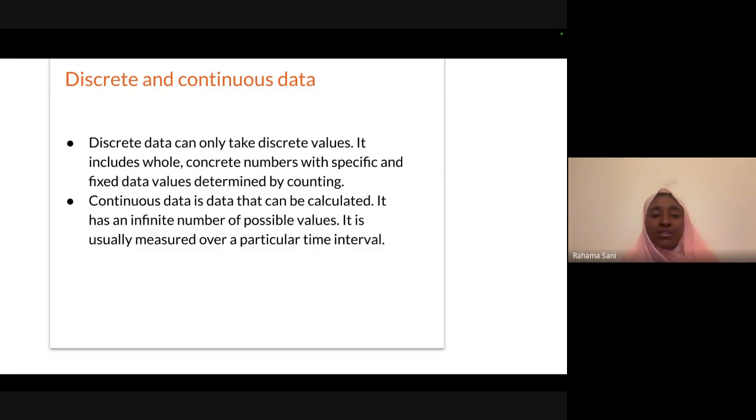And then we have discrete and continuous data. Discrete data takes only discrete values. Age, for example, is an example of discrete data, because you can only be maybe 22 or 23, but it can't be 24.7895, for instance. While continuous data is data that can be calculated, and it has an infinite number of possible values and is usually measured over a particular time interval. An example of continuous data is the degree of the weather over maybe one month. So it's continuous data that can be measured across time.